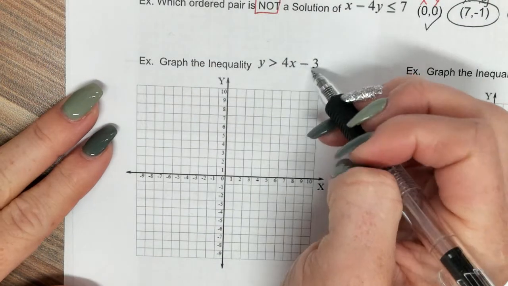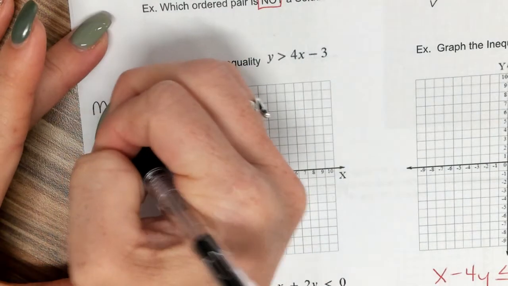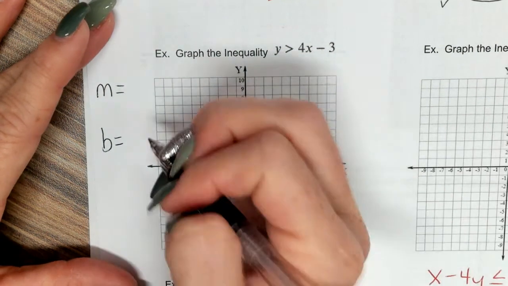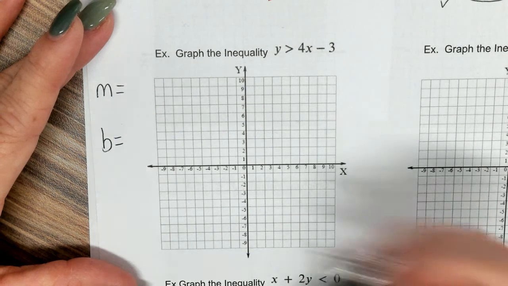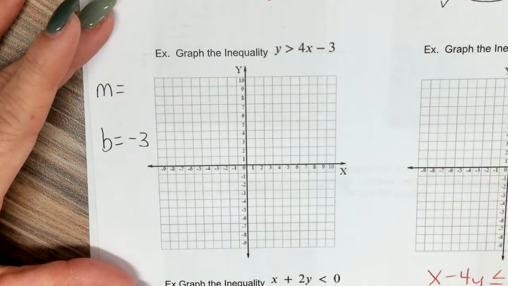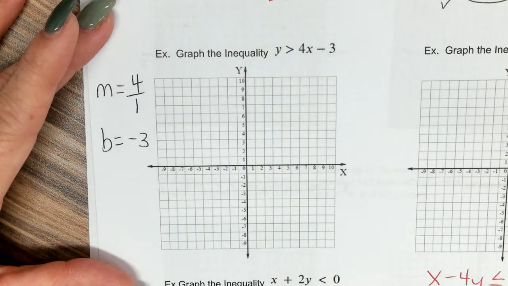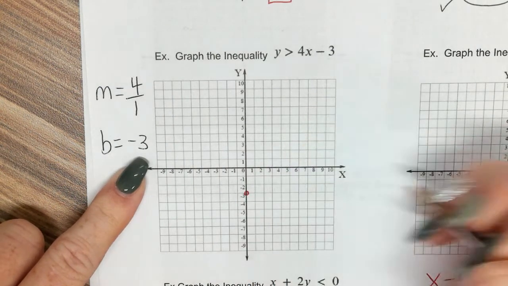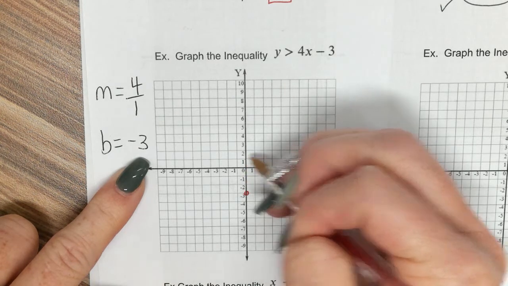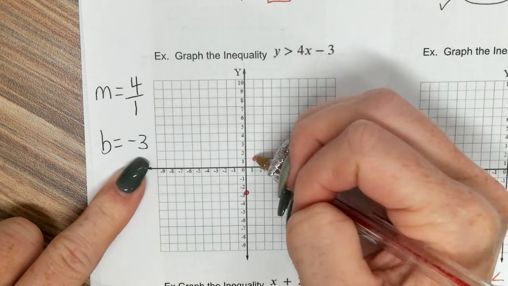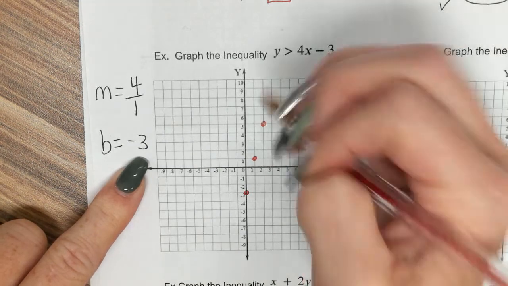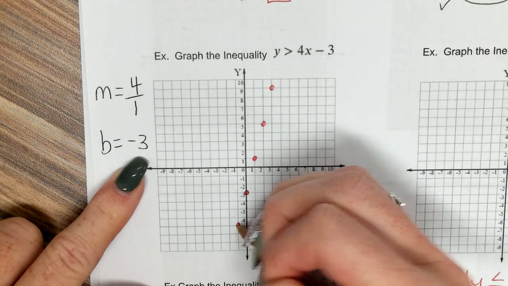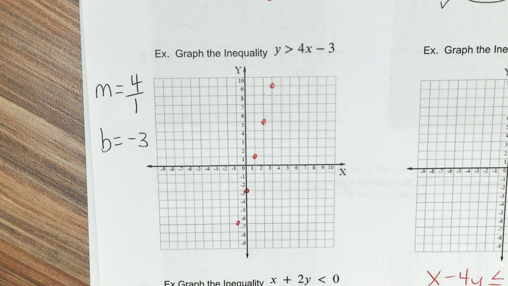My honest favorite way is slope-intercept. So I need a slope and a y-intercept. What's the y-intercept? Negative 3. What's the rise and run? 4 over 1. So I go put a dot at negative 3. My rise is 4. My run is 1. And I need at least 3 dots. I like to do as many as I can. Now stop. Do not connect the dots.